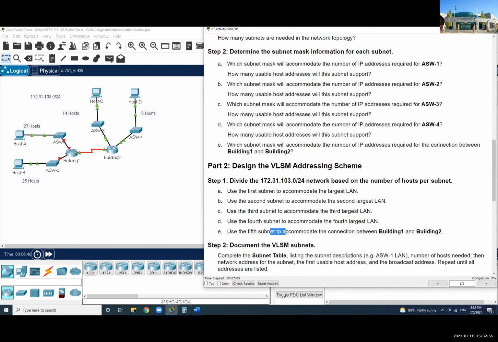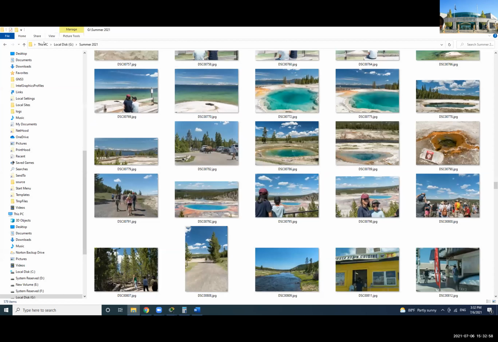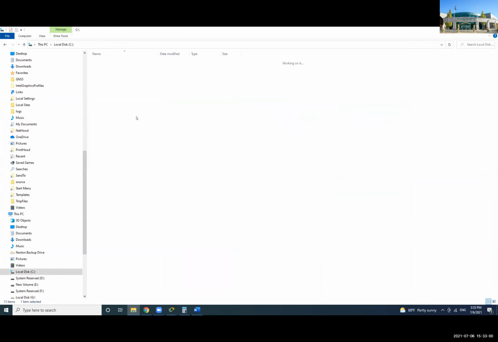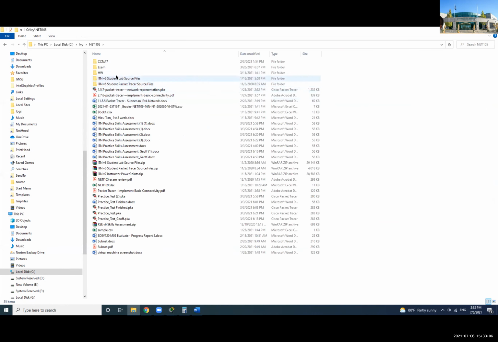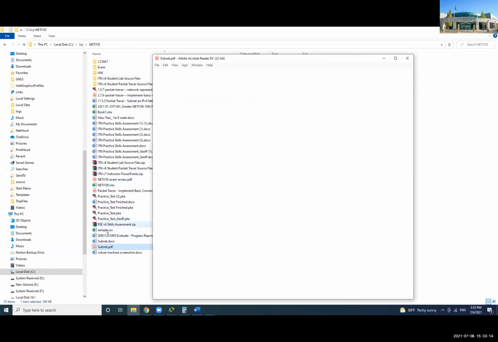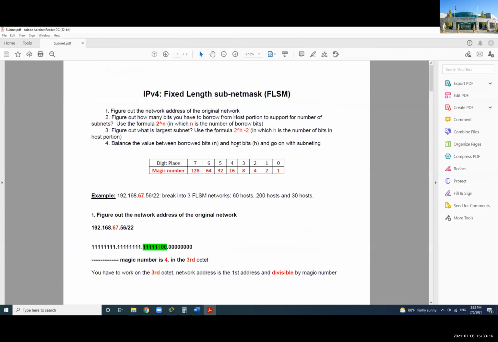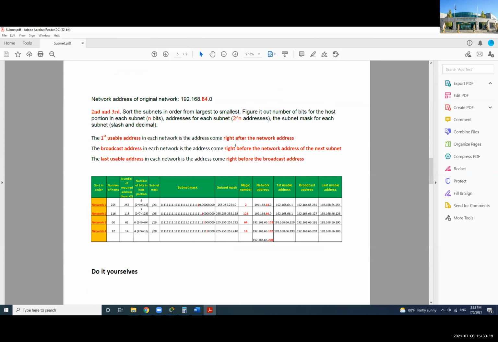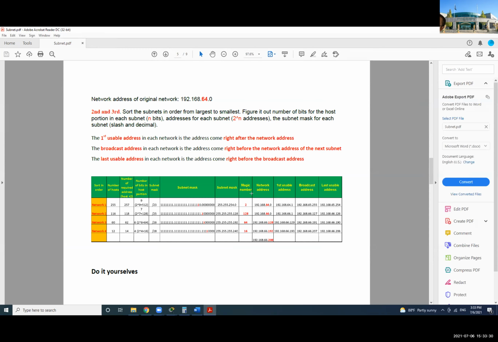And actually, if you look at my example, let me see, do I have the tutorial here? Okay, so if you look at the example, you can work the same way, right? You just sort it in order, and you have to find out how many bits in the network portion, what is the magic number, and then add. The process is the same here. You just do it by yourself.